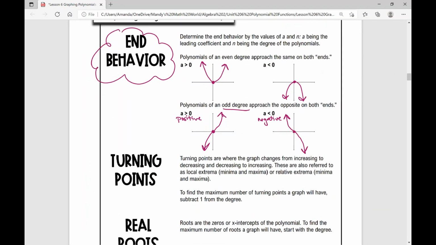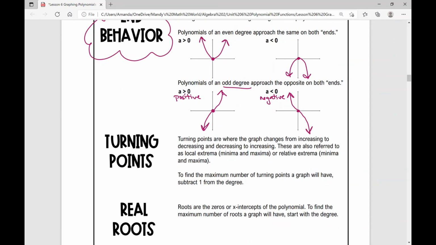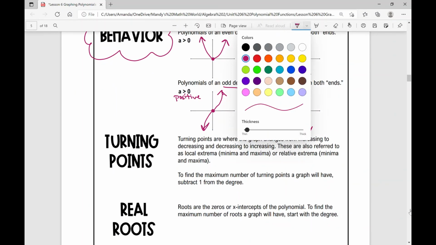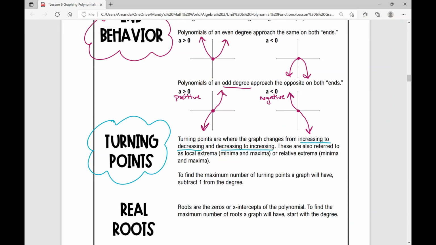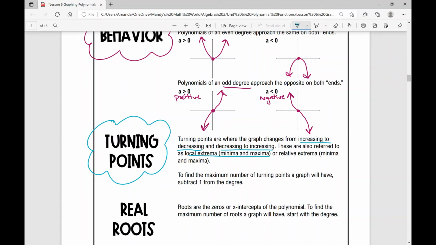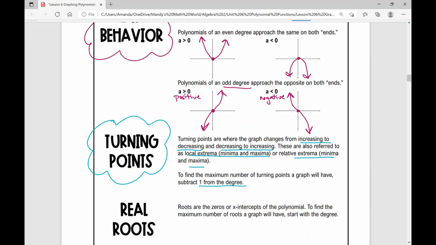Let's move on to turning points. Turning points are where the graph changes from increasing to decreasing and decreasing to increasing. These are also referred to as local extrema, or relative extrema. To find the maximum number of turning points a graph will have, subtract 1 from the degree. That's the maximum number. They can have less.